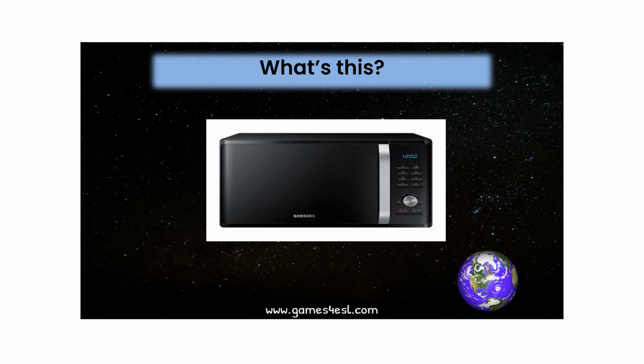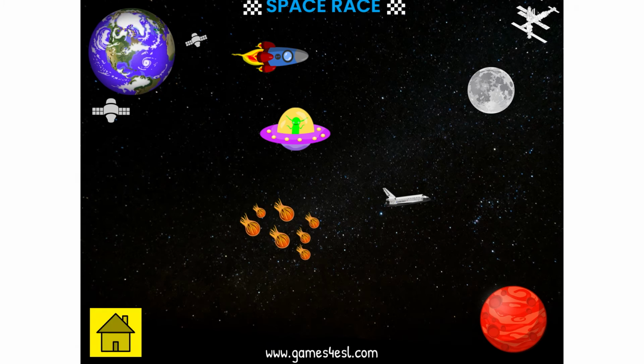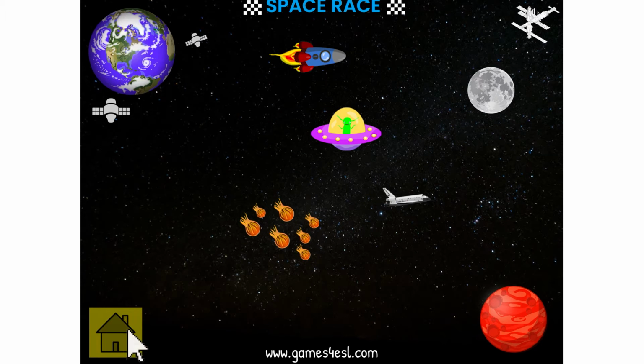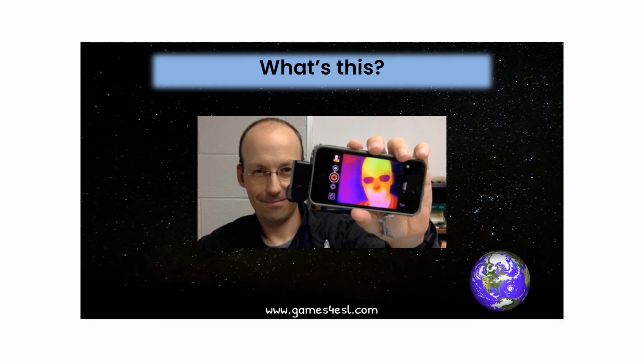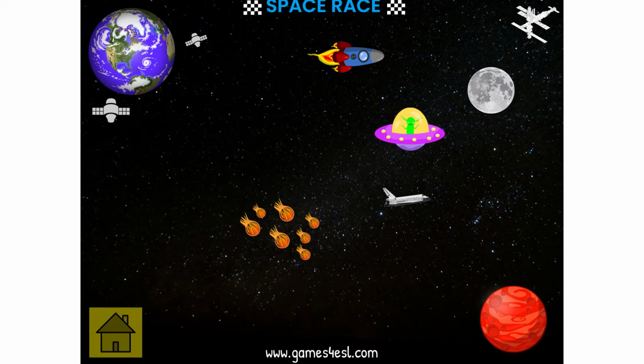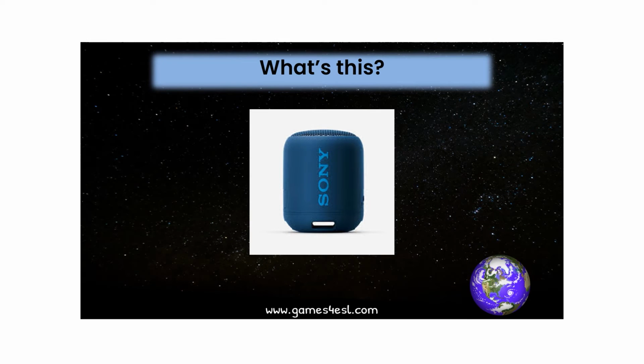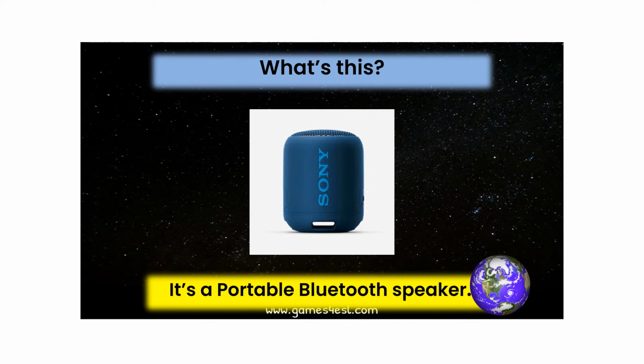Number 3 question. What's this? Very good. It's a microwave. Number 4 question. What's this? Amazing! It's an infrared camera mobile phone. Number 5 question. What's this? Great! It's a portable Bluetooth speaker.